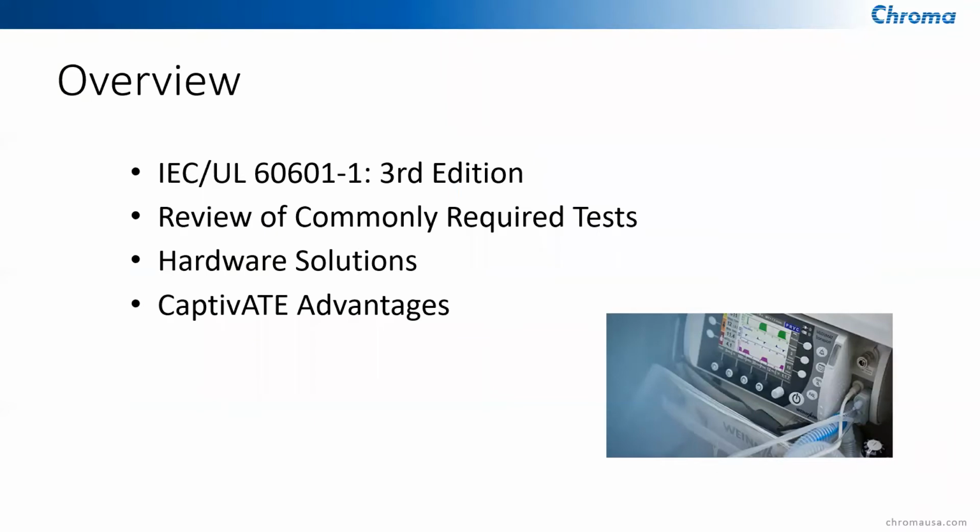So a quick overview on what we'll be discussing today. We'll mainly be covering IEC UL standard number 60601-1, which is a third edition. We'll be reviewing the commonly required electrical safety tests, as well as hardware solutions to accomplish these tests. And then finally, we will go over our Captivate software and how you can utilize that software to meet your testing needs.